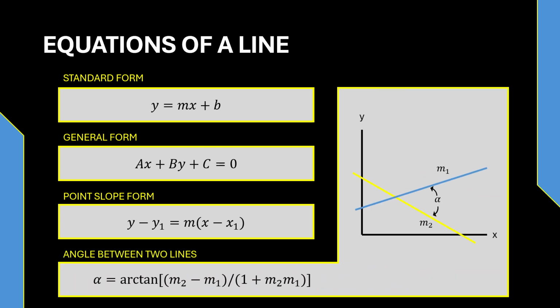The last formula we'll be covering is the angle between two lines, which is alpha equaling the tan inverse, or arctan, and you would need to know the two slopes m2 and m1 to determine what alpha, the angle between the two lines, is, as shown on the schematic on the right.